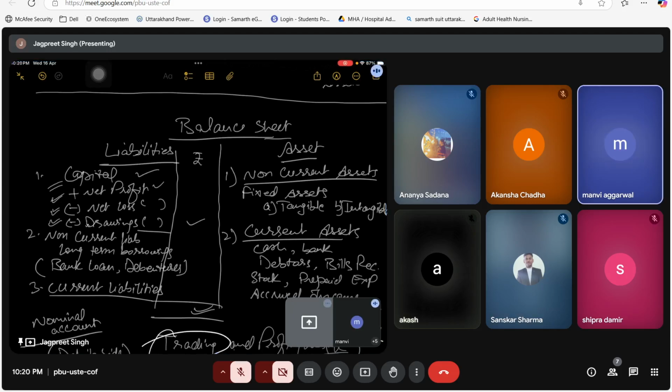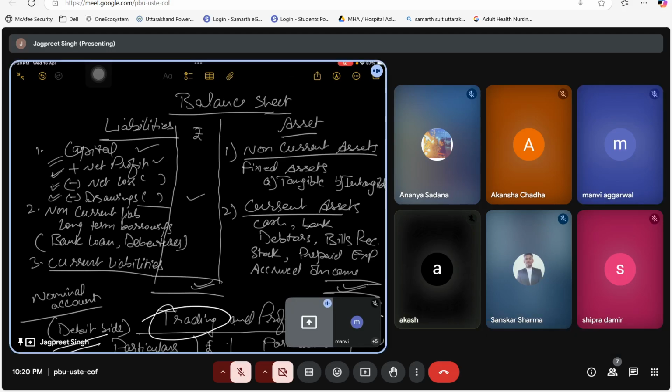Okay, then in the left hand side we have recorded all the non-current capital and then non-current liability and current liabilities. The terms are already discussed in the first and second day. And in the right hand side I will write all the assets starting from non-current assets. Non-current assets have tangible, intangible.